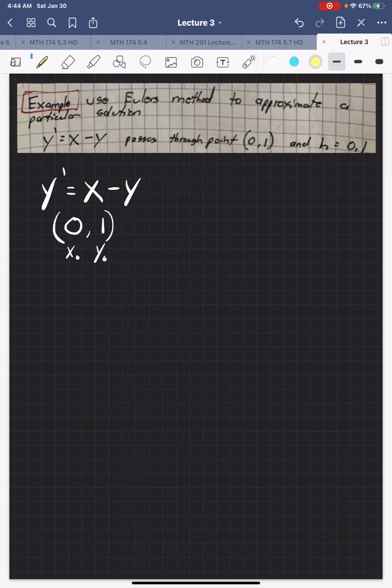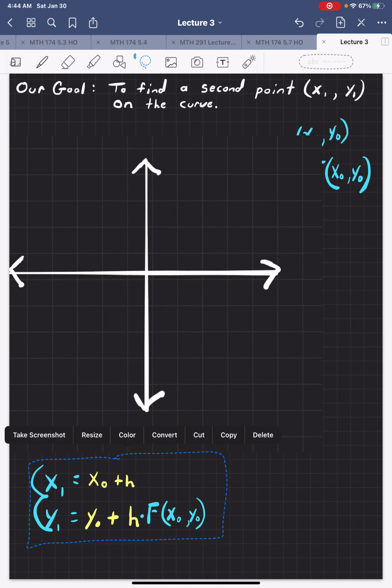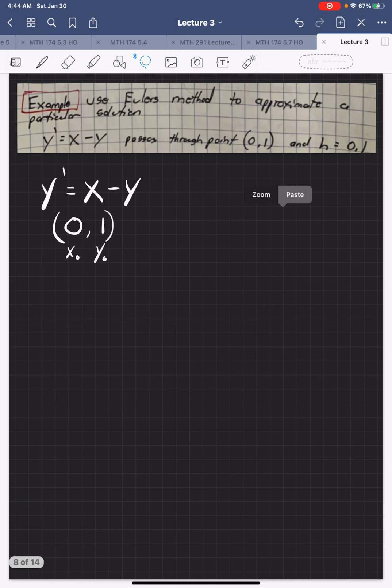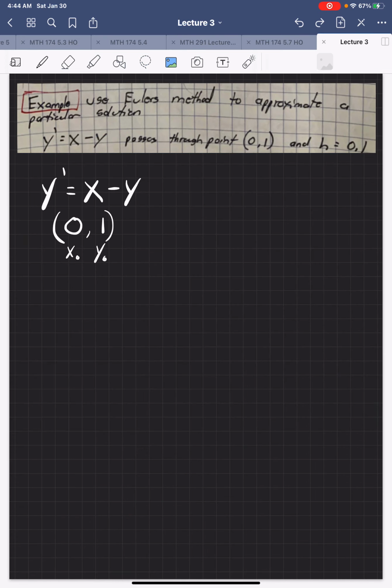Let's go ahead and carry on from, I'm going to go back and copy and paste here. Oh, I didn't want that. Let's try not doing that. How about I just rewrite it? So remember, x sub 1 is equal to x sub 0 plus h. y sub 1 is equal to y sub 0 plus h times f of x sub 0, y sub 0, which basically is just a way of evaluating f at the given point.